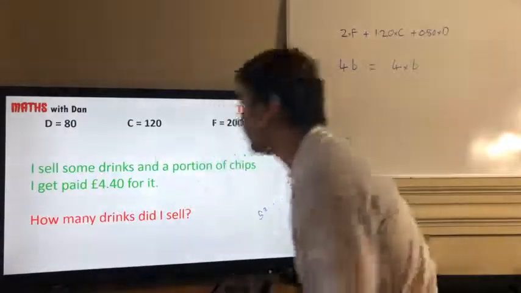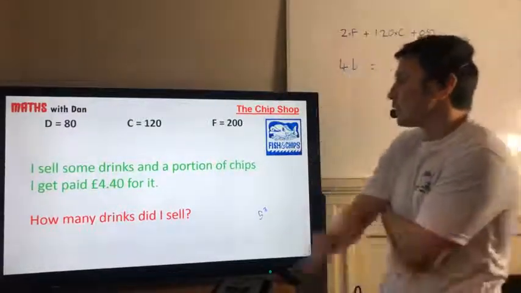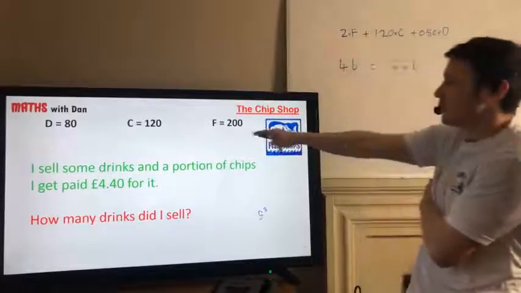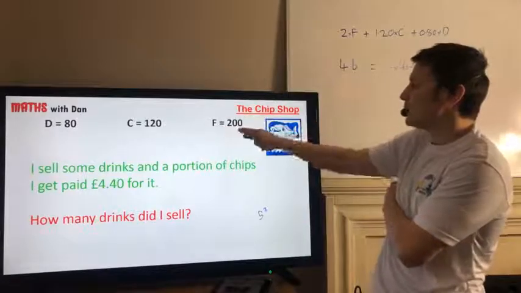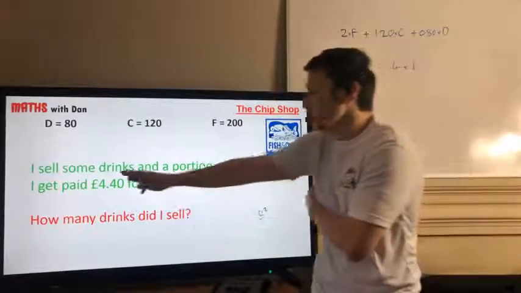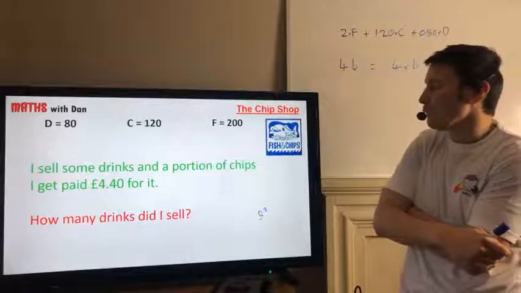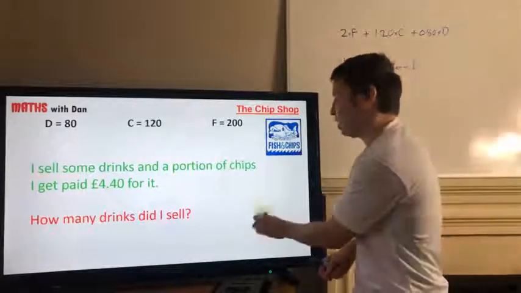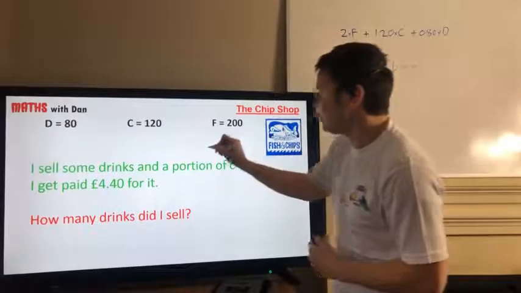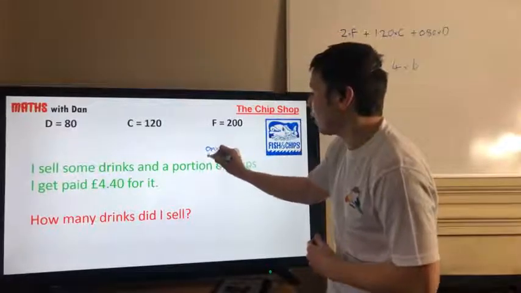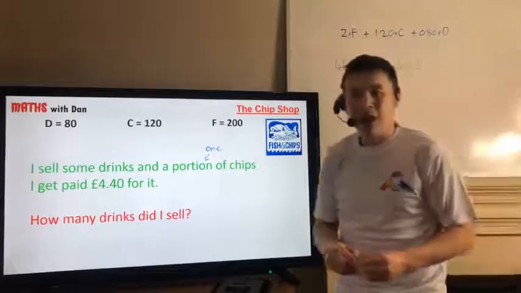Okay, what about this one? A bit of a problem for you to have a think about. So the same prices, not changing the prices. Drinks 80p, chips £1.20, fish £2.00. I sell some drinks and a portion of chips. I get paid £4.40 for it. How many drinks did I sell? It's one portion of chips, just one portion of chips. So can you work out how many drinks I sold?